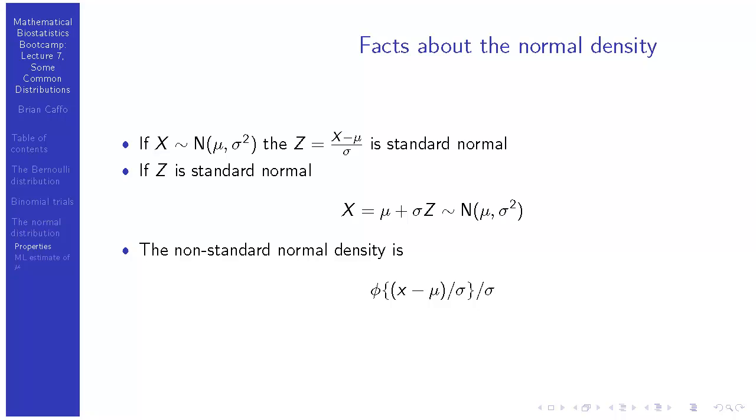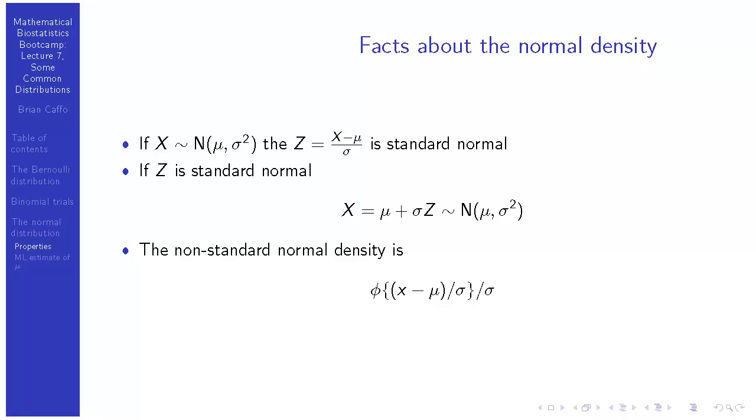Similarly, we can take this equation where Z equals X minus mu over sigma, multiply by sigma and then add the mu, and get that if we were to take a standard normal, say Z, scale it by sigma, and then shift it by mu, then we wind up with a non-standard normal. The top calculation goes from a non-standard normal and converts it into a standard normal, and the bottom equation starts with a standard normal and converts it into a non-standard normal.